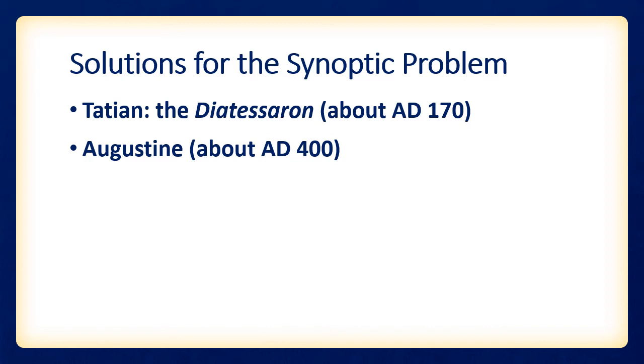Matthew wrote first. Mark wrote second. He had a copy of Matthew, and basically all he did was condense it. He made it shorter. And Luke then writes third, and he has Matthew and Mark both to use as sources. So we would refer to this as the theory of Matthean priority. Matthew is the first written, Matthean priority. And that was the understood solution to the synoptic problem for many hundreds of years until the 19th century.